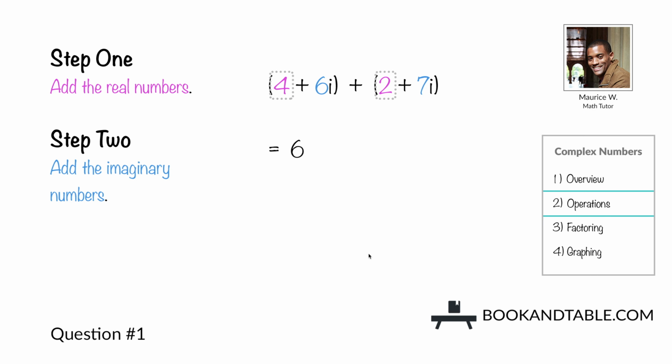Question number 1, step 1, add the real numbers. So we had 4 plus 6i plus 2 plus 7i. Our real numbers are 4 and 2, which would give us 6. The second step, add the imaginary numbers. 6i plus 7i gives us 13i. So the sum of 4 plus 6i plus 2 plus 7i is 6 plus 13i.